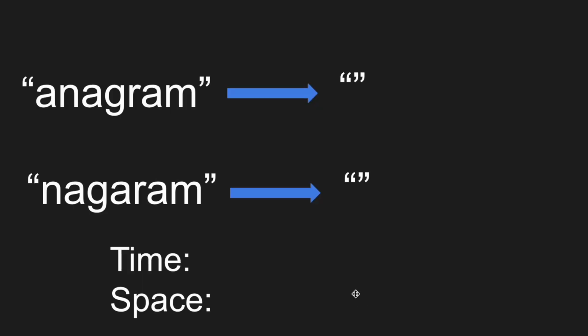One way to solve this problem is that given the 2 strings we have, we can sort both of the strings, and if they are equal, then we know they are an anagram, then we can return true. Otherwise, if they are not equal, then they are not anagrams and we can return false.